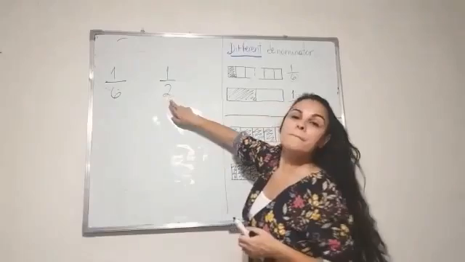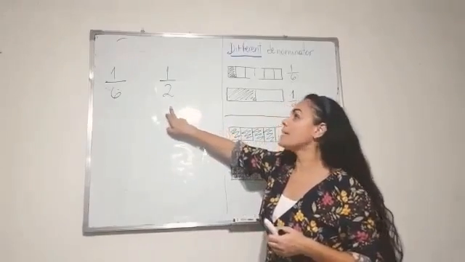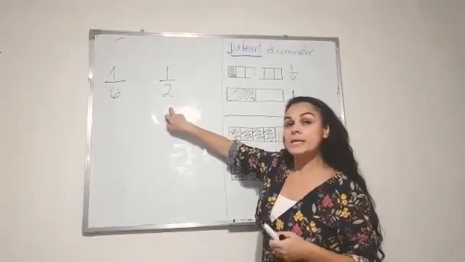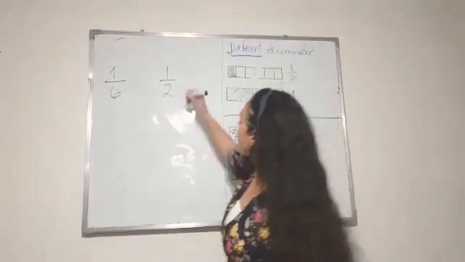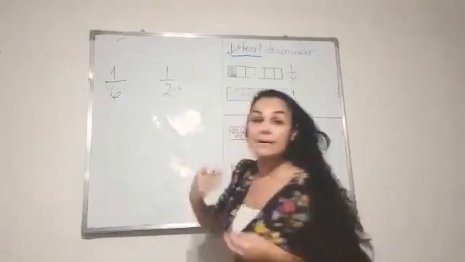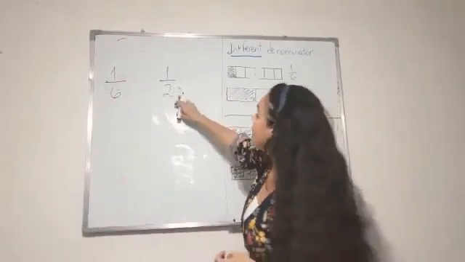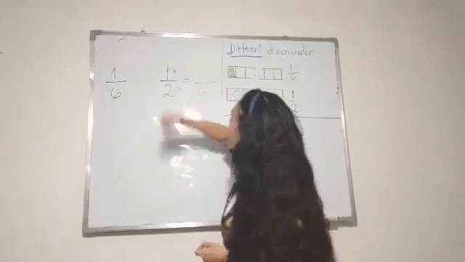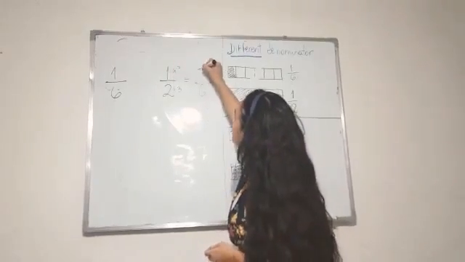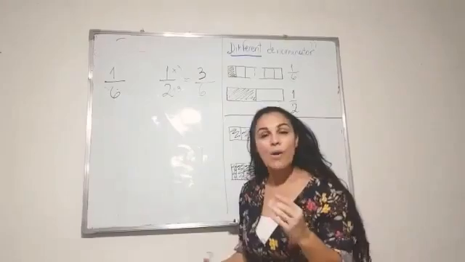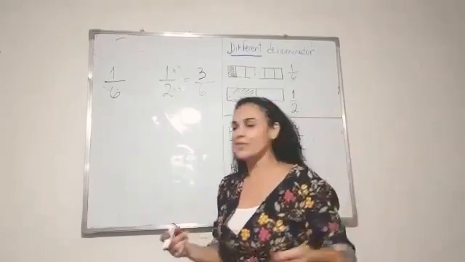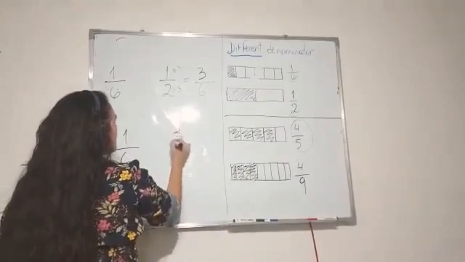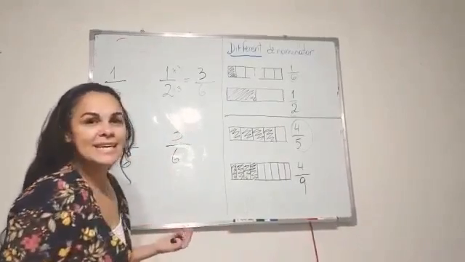What about amplifying this one? What happens if I amplify this one? Can I make it 6? Yes, I can multiply it by 3. I can amplify and make it 6. And this one by 3, 3. So now I have the same denominator.